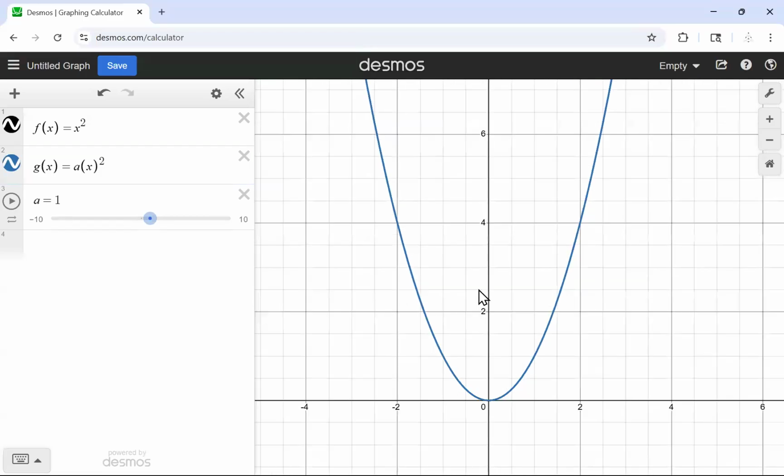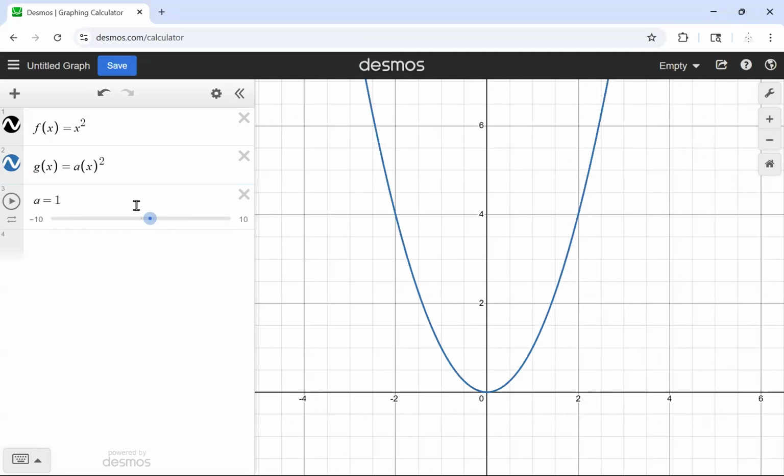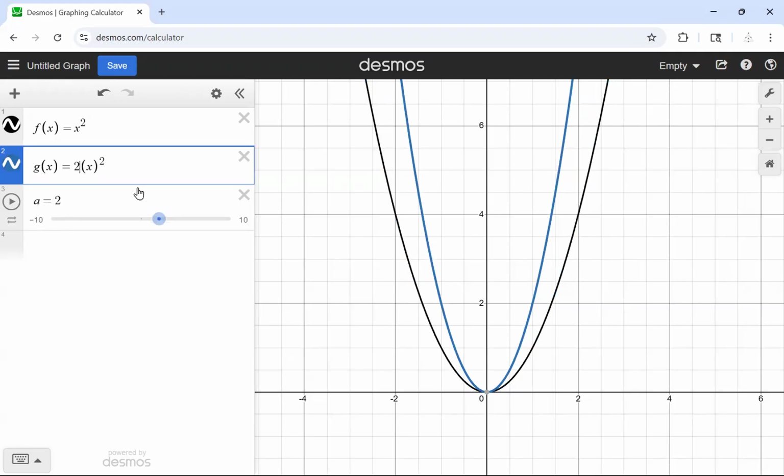So what do we mean by a horizontal and a vertical stretch? Right now I have my base function f of x equals x squared, and I'm going to do a vertical stretch by a factor of a. So I'm going to take a times the quantity x squared. Let's say I have an a of 2. In fact, let me just use the numbers in front.